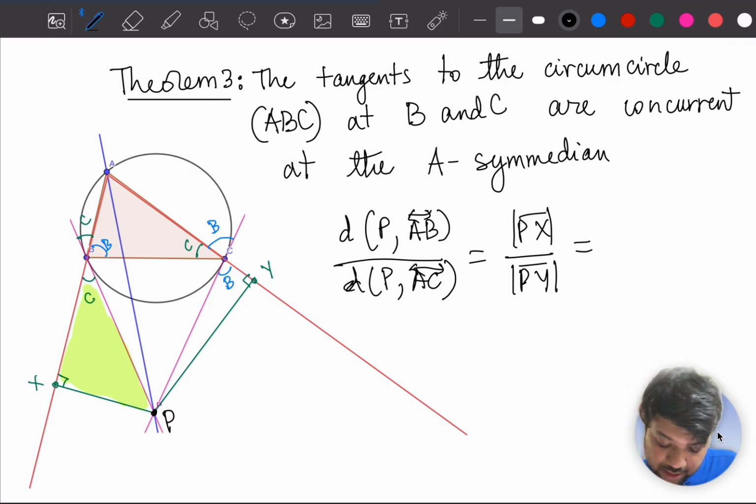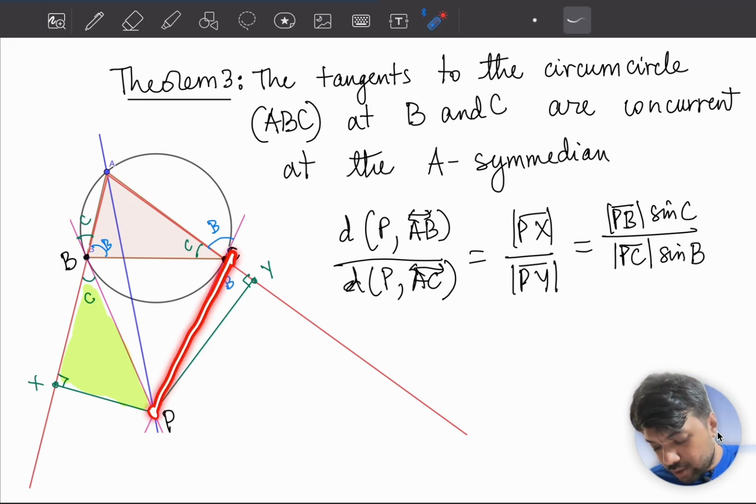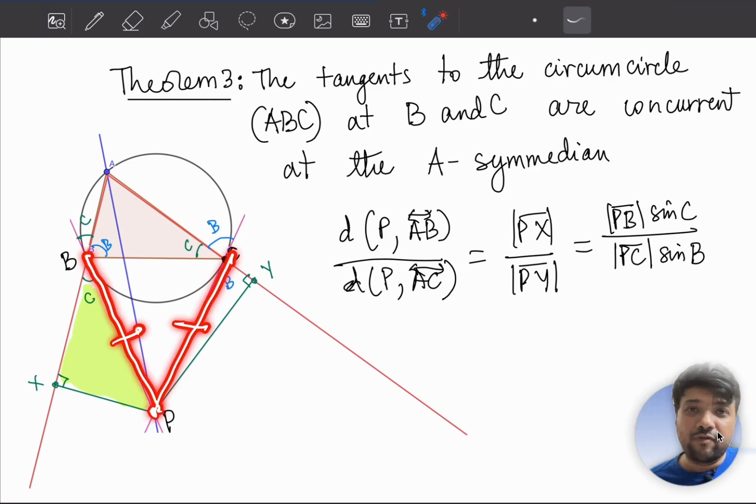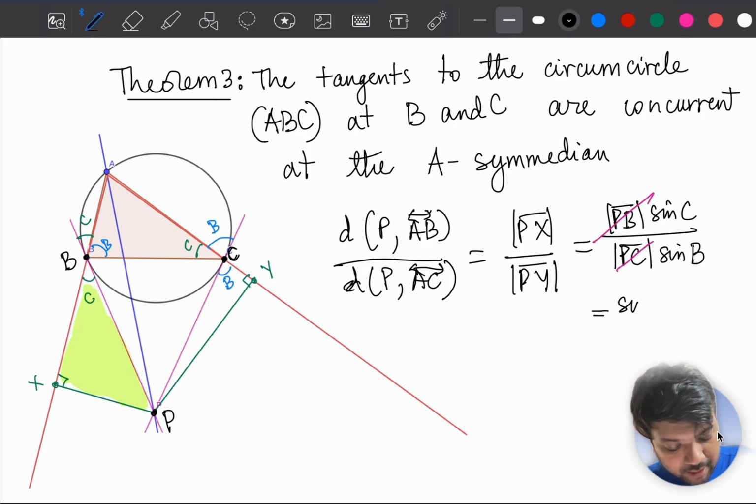But by trigonometry you see that Px is really nothing but, notice that this is B and this is C, okay. So you get Pb sin C by Pc sin B, okay. Now notice that the tangents drawn from a point to a circle are always equal in length. That's a theorem we learned from school, right? So we can just use that to cancel these two parts and write sin C by sin B, which, as we know, was a trigonometric ratio that we wanted to prove, or you could write it as C by B, okay.